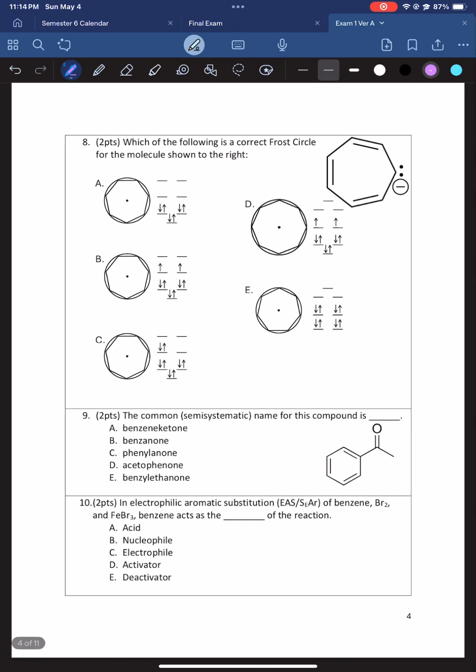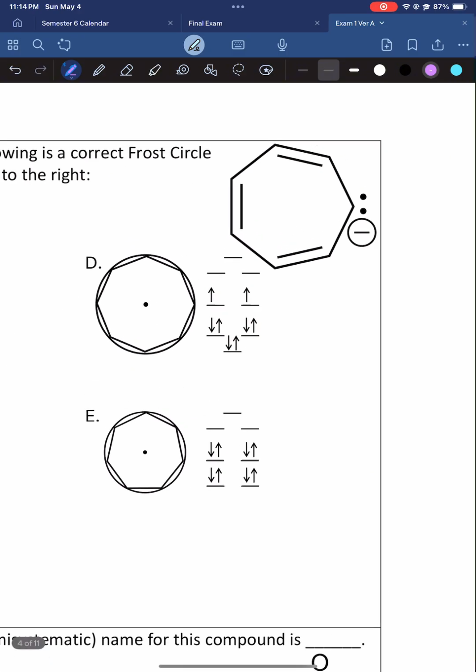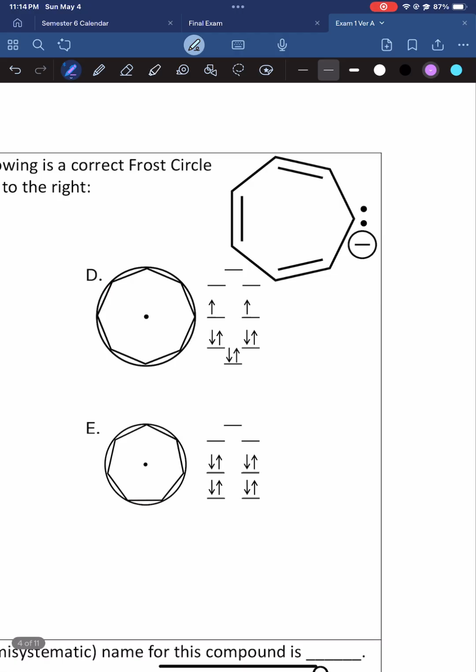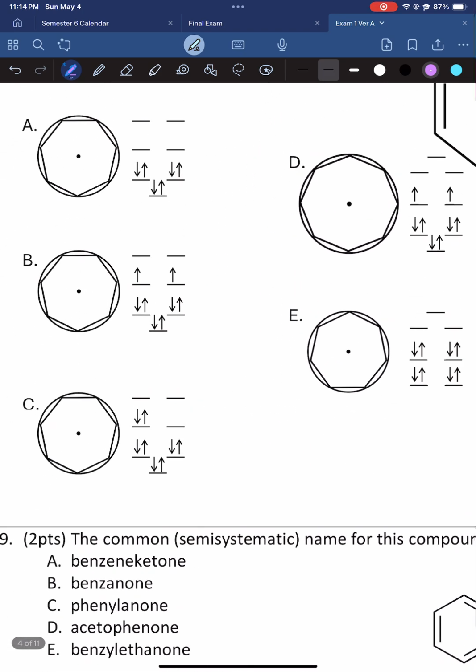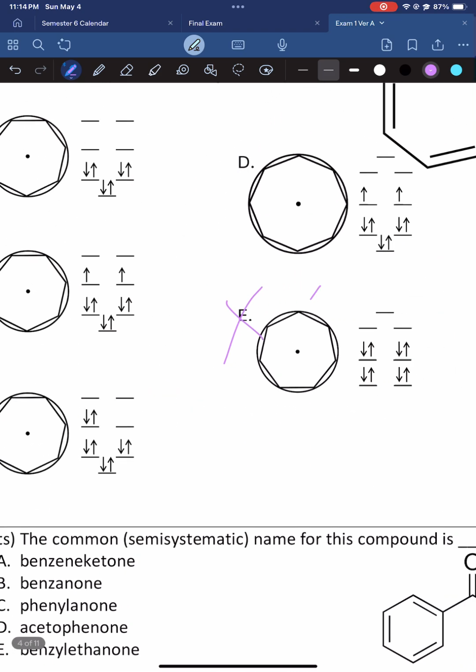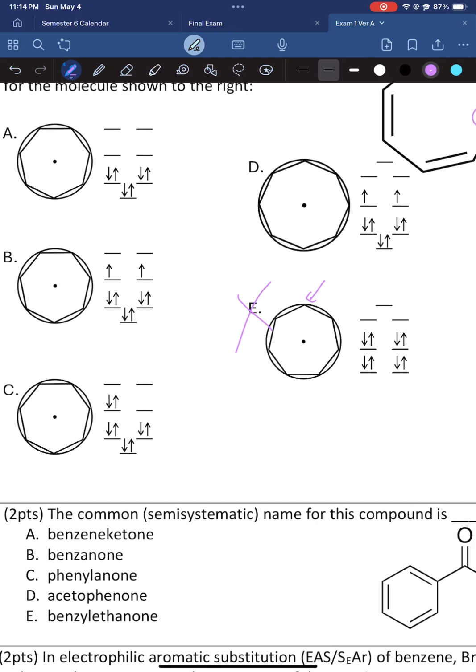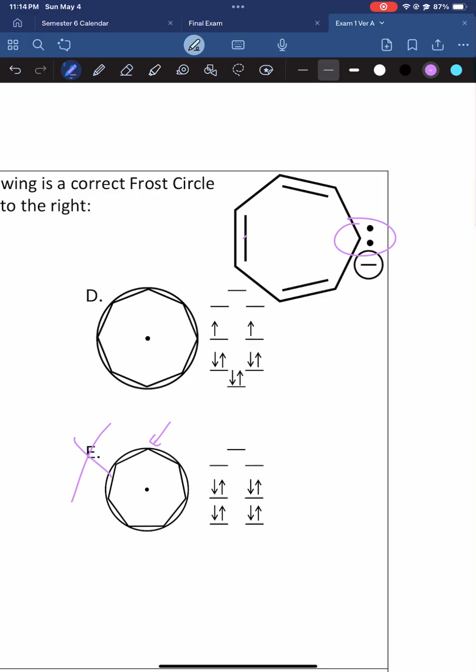Let's look at question number 8. Which of the following is the correct Frost circle? So if you guys remember how to draw Frost circles, for example, we have this 7-membered ring. We would always draw the tip at the very, very bottom. So we can automatically rule out answer choice E because the tip is at the top here. That doesn't make any sense. And the next step is to fill in the electrons of where they would go first. So let's count the number of electrons. 2, 4, 6, 8. We have 8 electrons. So we can automatically rule out A.